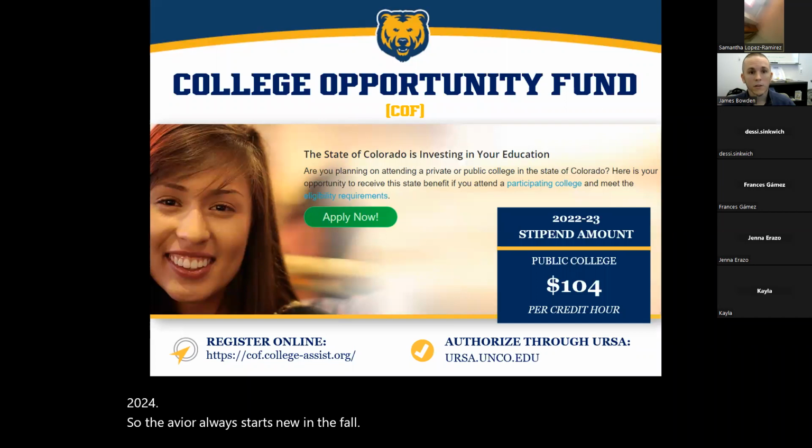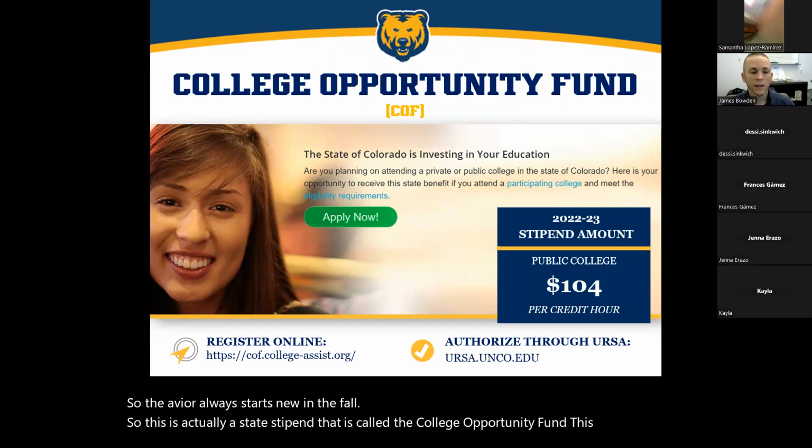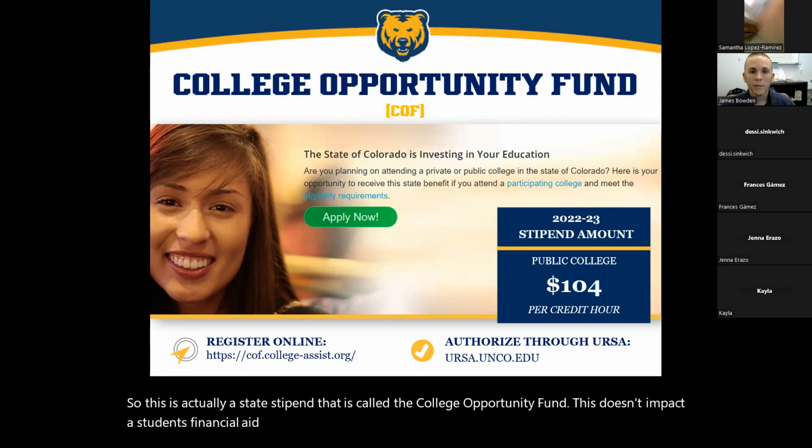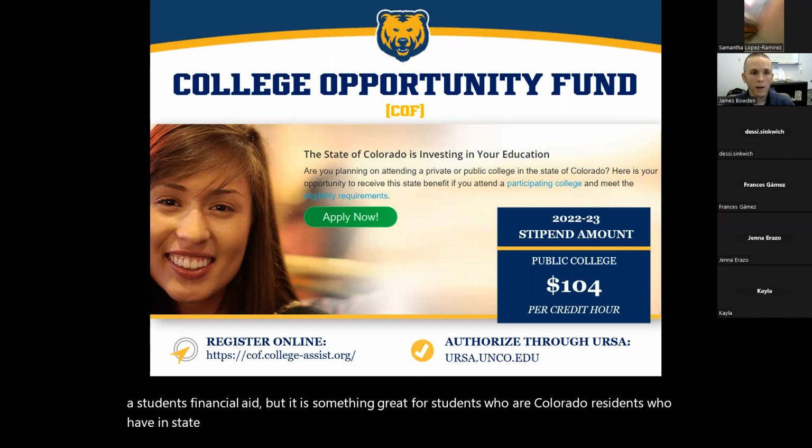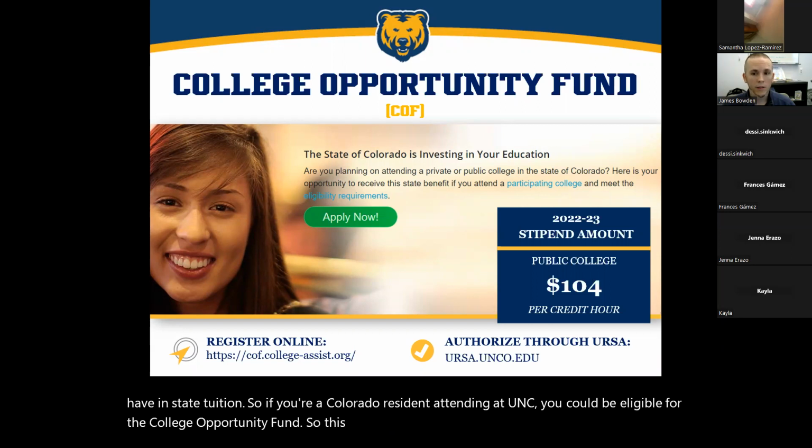Okay, so this is actually a state stipend that is called the College Opportunity Fund. This doesn't impact a student's financial aid, but it is something great for students who are Colorado residents who have in-state tuition. So if you're a Colorado resident attending at UNC, you could be eligible for the College Opportunity Fund. This past year, the 2022 through 2023 year, they were paying $104 per credit.